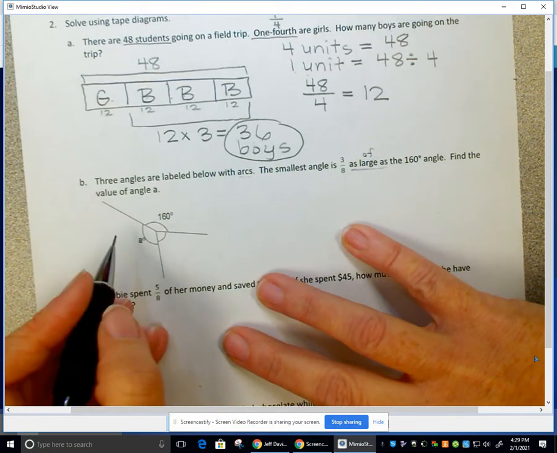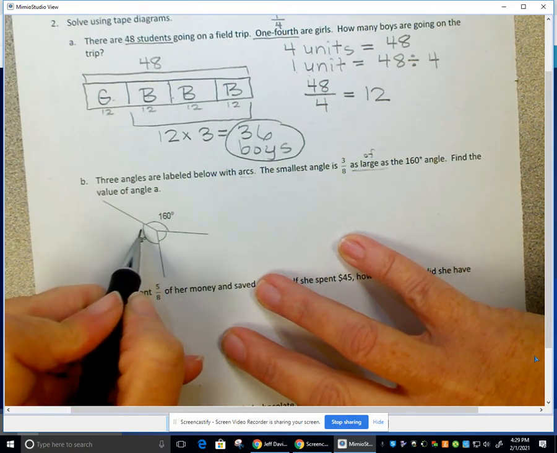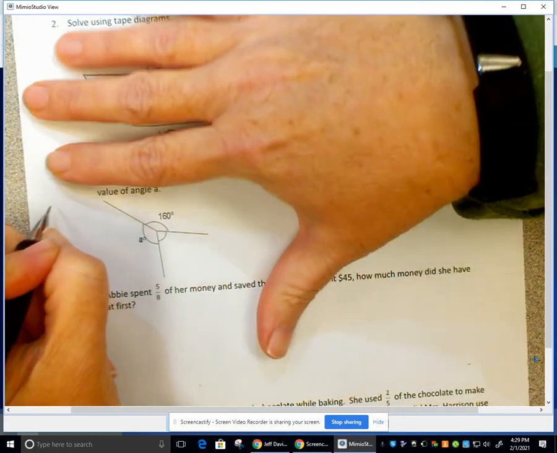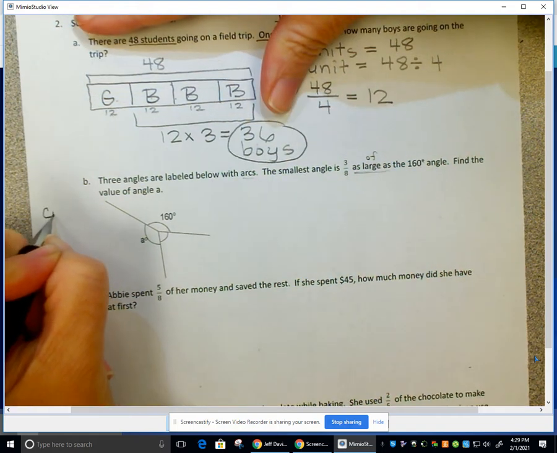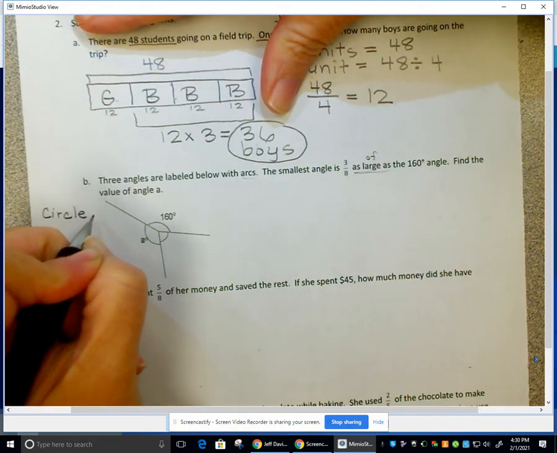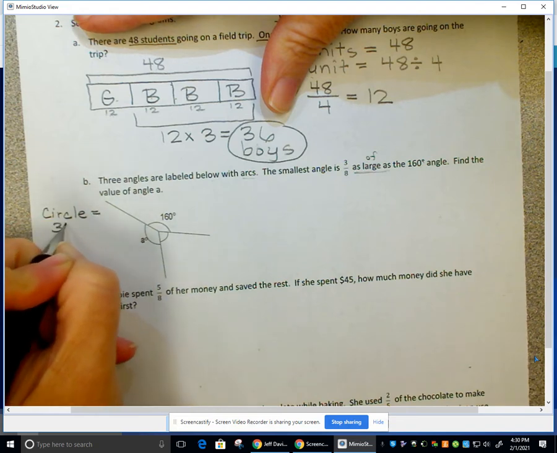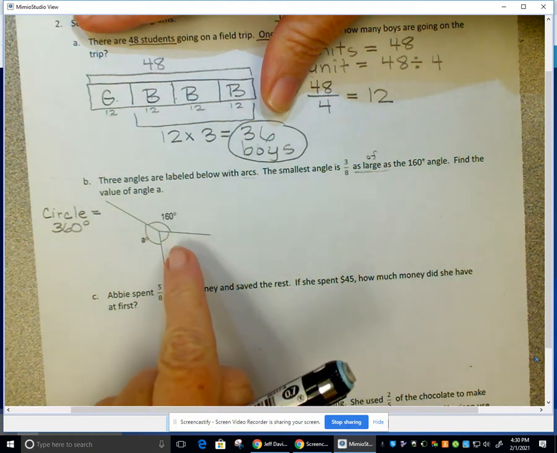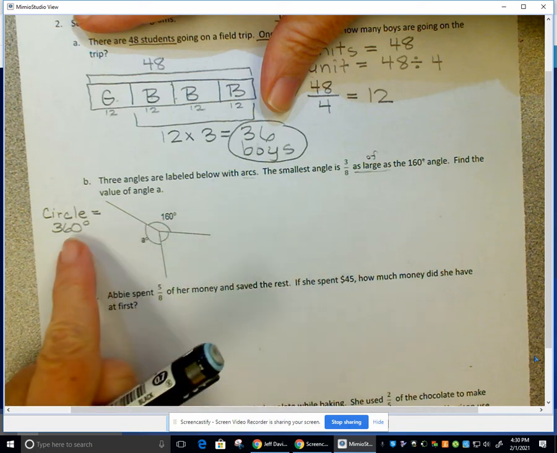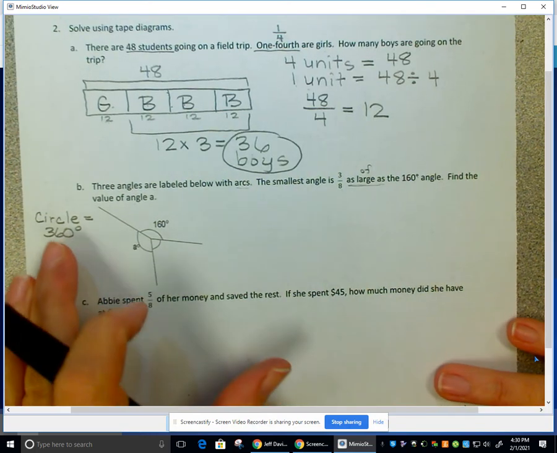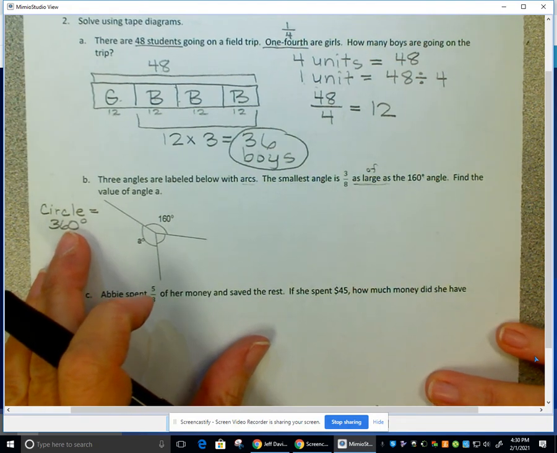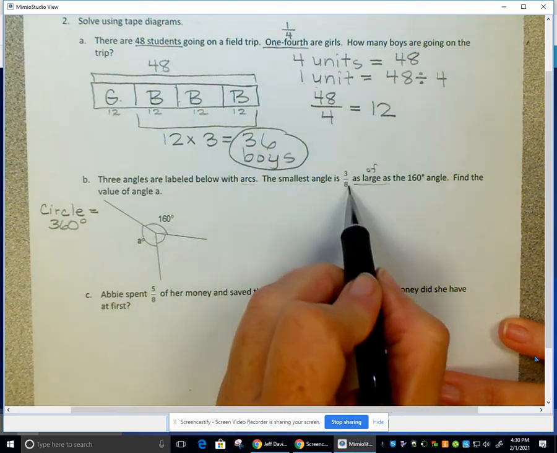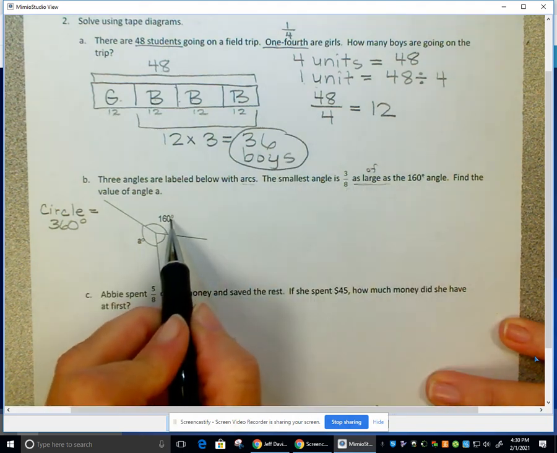Now, one thing I'd want to point out is all of these angles would come together to form a circle. Now, this is something we'll learn in our next module. Keep in mind that a circle equals 360 degrees. That means I would have to add this degree and this degree, all 3 together, and equal 360. We'll come back to that in a minute because we'll need it.